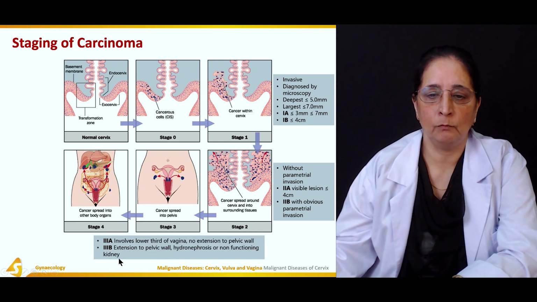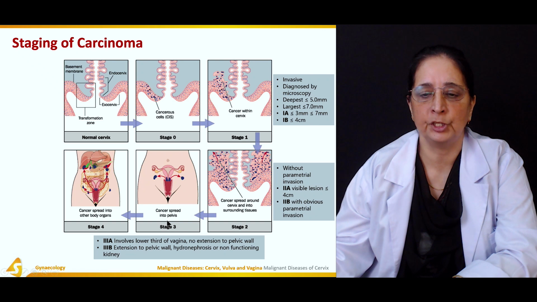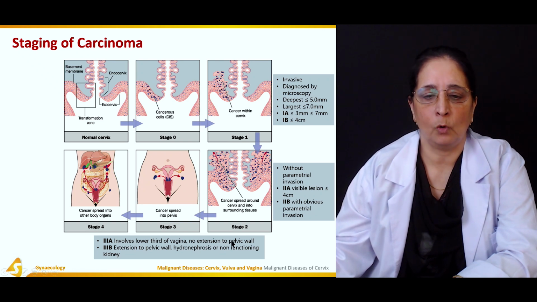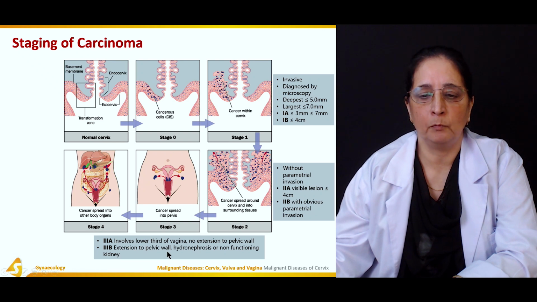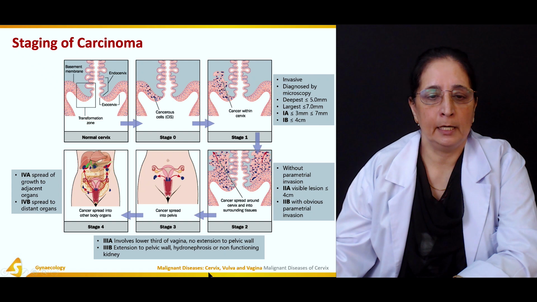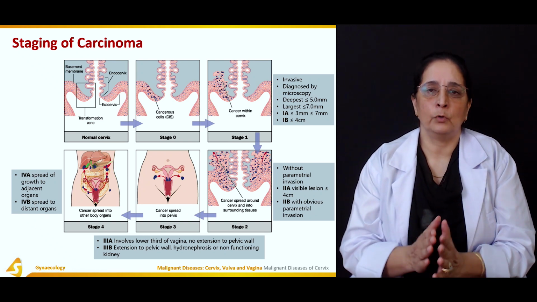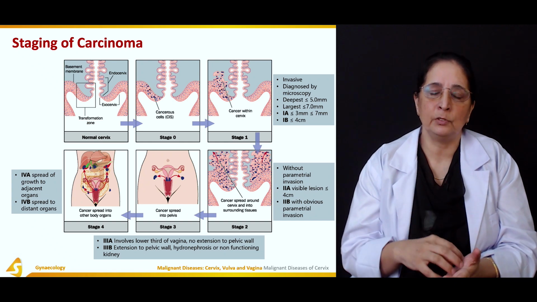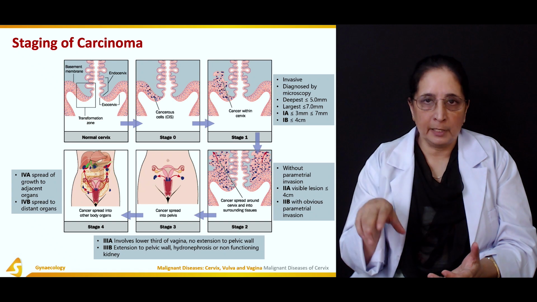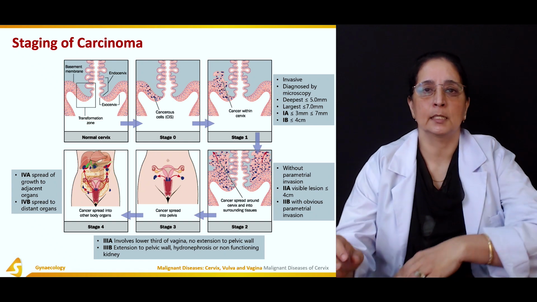Next, 3A involves, this is the stage 3. In 3A, it involves lower third of the vagina, no extension to pelvic wall. 3B, extension to pelvic wall and hydronephrosis. Now the kidneys are involved also, and hydronephrosis occurs. Then in 4A, spread to the adjacent organs and distant organs. So the 4 stages all depend on what the level is, if it is limited to the cervix, or it is into the parametrial tissue, or if it involves the pelvis, or it involves the distant organ.